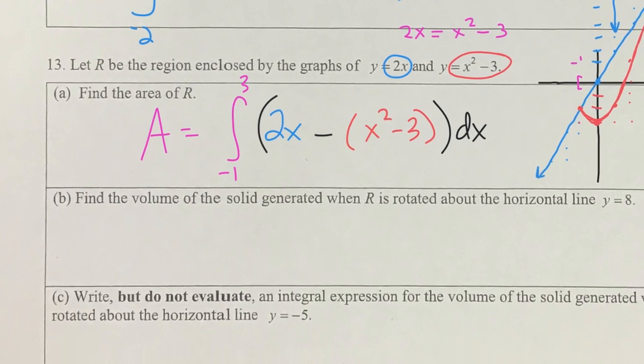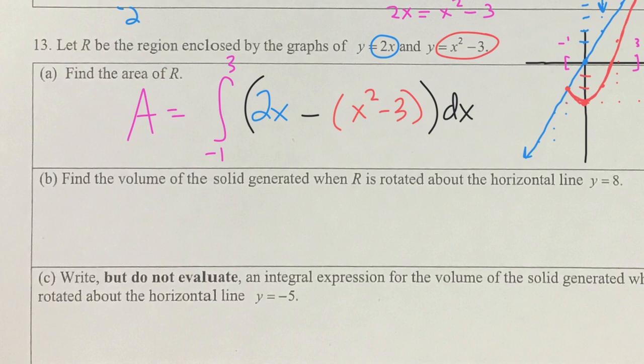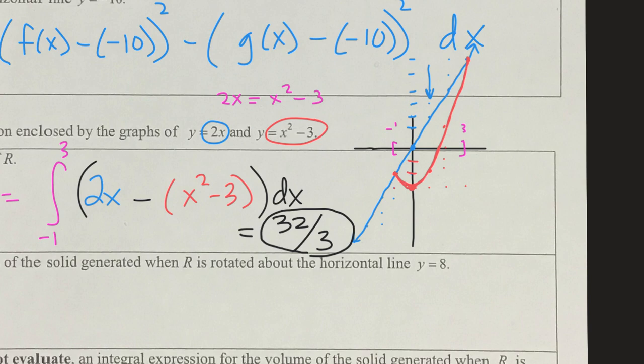Okay, so we probably could do this without a calculator, but because it says calculator active, let's just use our calculator and figure out what that area is. Okay, so putting that into my calculator gives me the answer of 32/3. Okay, so that's the area between these curves.